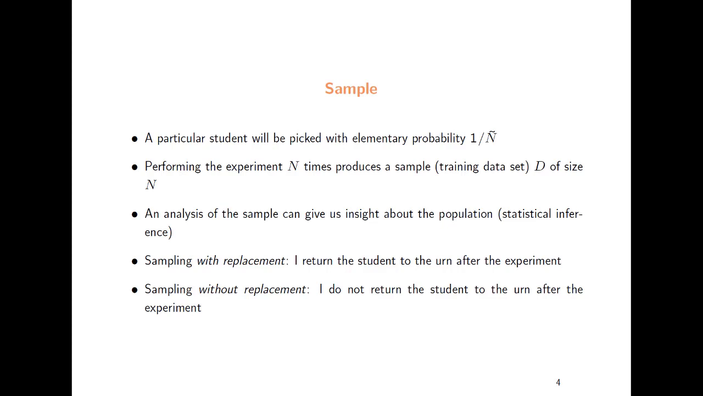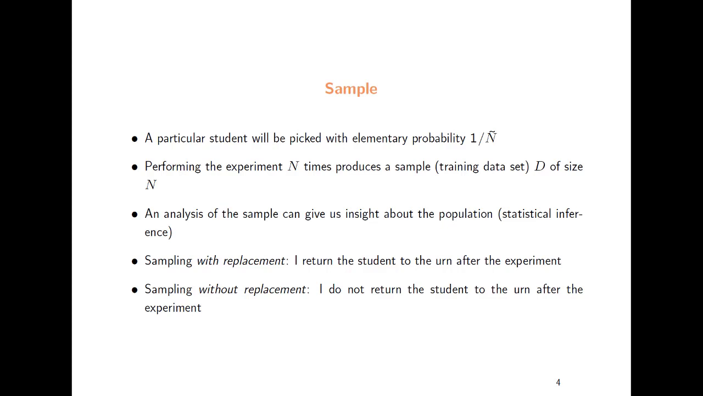There are some fine points. So there's sampling with replacement. If I picked a particular student, I return the student to the urn. So in principle, I could pick the same student twice in the sample, or several times, because I always put the student back into the urn.